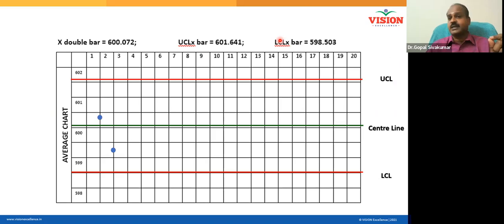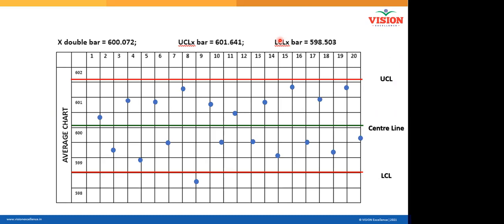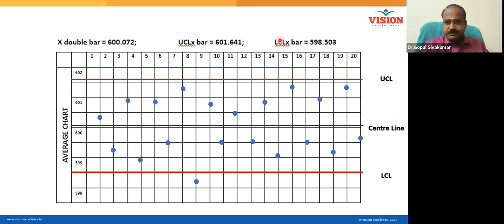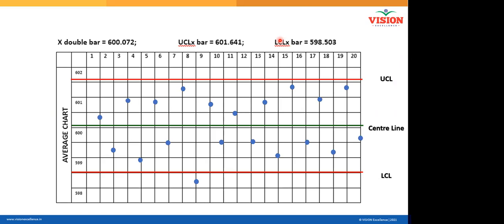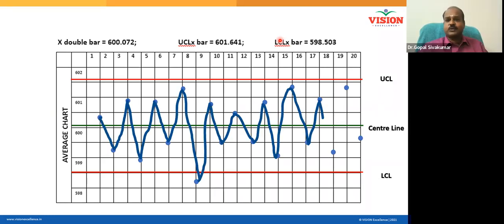Second subgroup average under control. Third subgroup average, fourth, fifth, sixth, and so on. Now everything is plotted. Now look at the graph and tell me, is the subgroup average going well? Little variation. Going well, except one. What is that? Eighth day, there is a problem. When I plot the control chart, I can see the 8th day there is a problem.